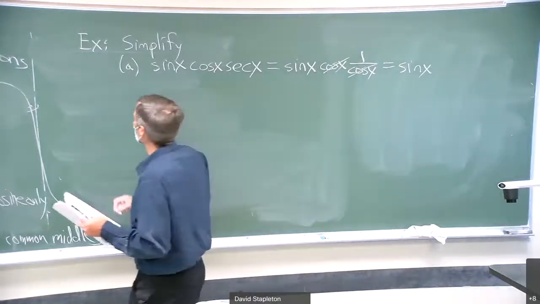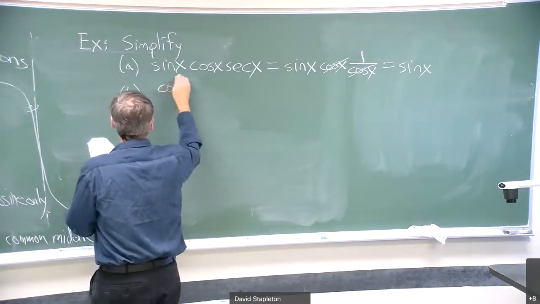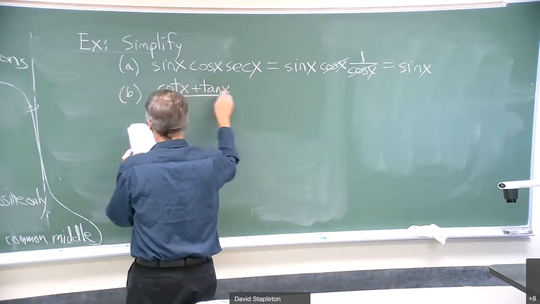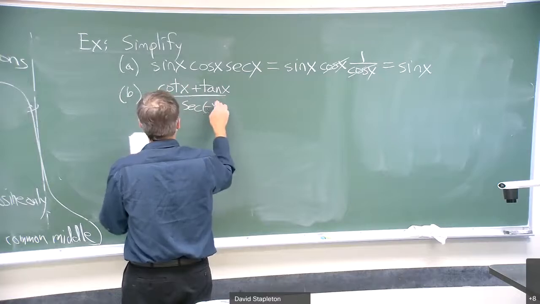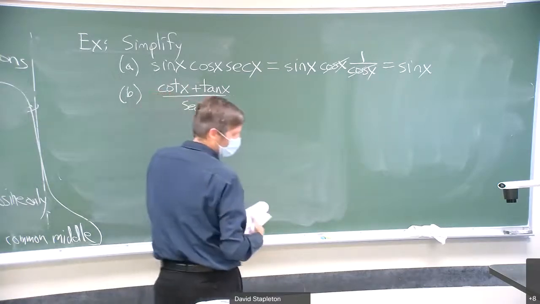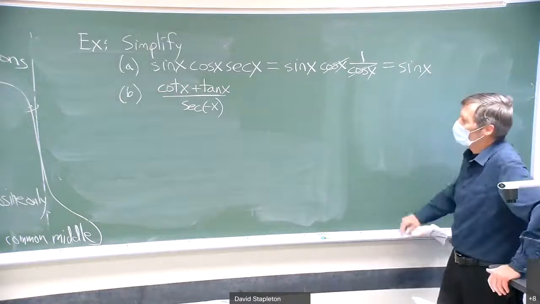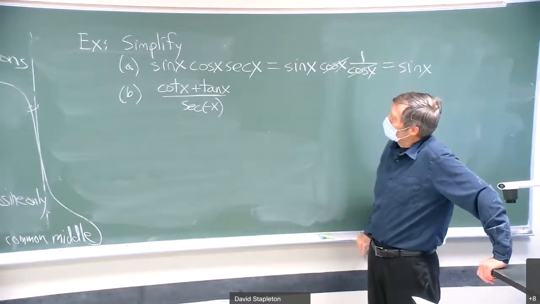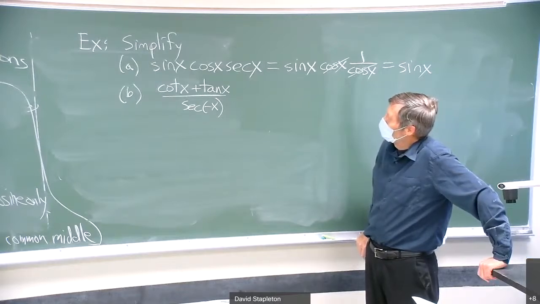How about this one? This is number 9. Suppose I have cotangent x plus tangent x all over secant of minus x. How about that? What does that one look like? I bet I can simplify that. But it is common to get this kind of output in your science class and then say, I wonder if I can make that easier. How can I reduce that?